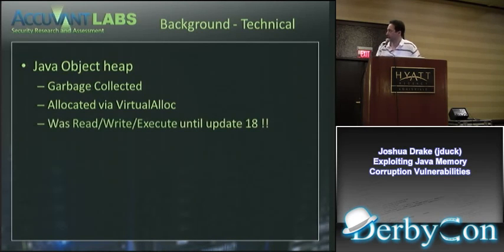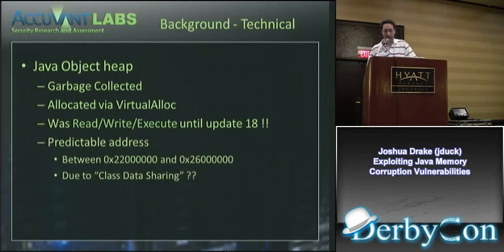So up until update 18, this giant memory segment was read, write, and executable. This information was published by Mark Dowd and Alexander Sotirov in their bypassing browser protections paper from 2008. I'm not really sure why, but this thing loads at the same address all the time. So we have an RWX memory segment filled with stuff we control, because we control the Java object heap by creating objects and strings and arrays. We put our stuff there, and we know right where it is.